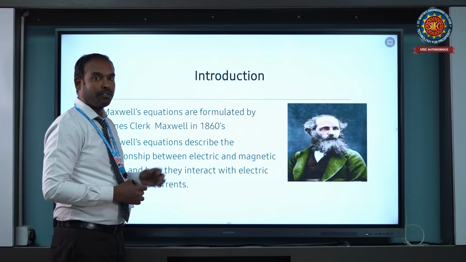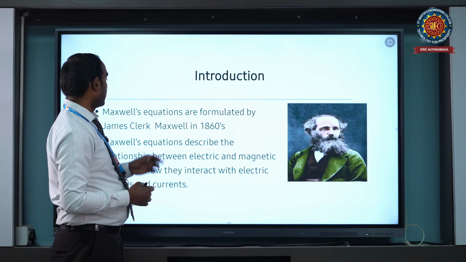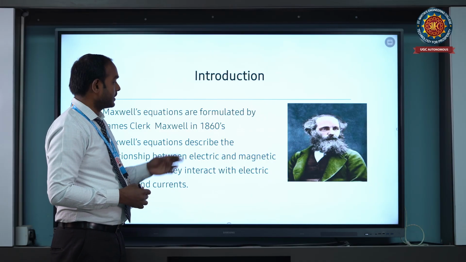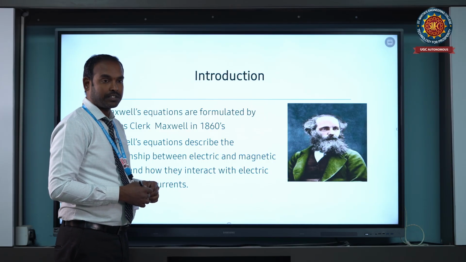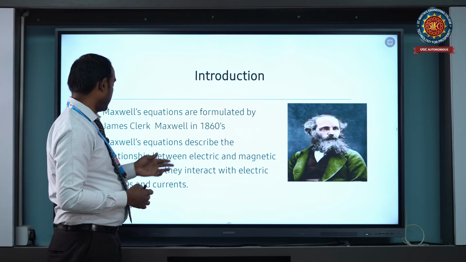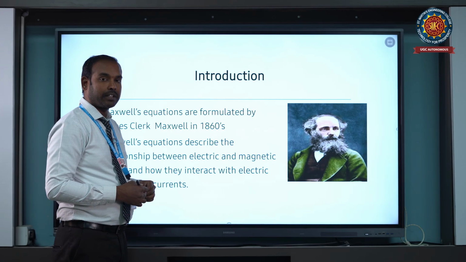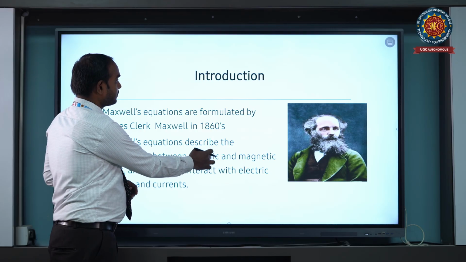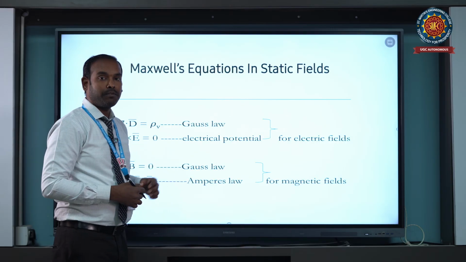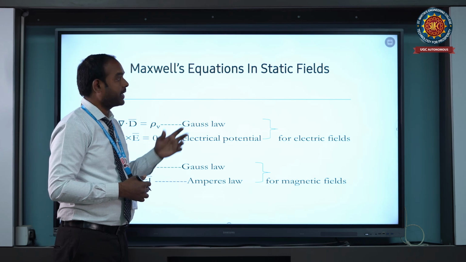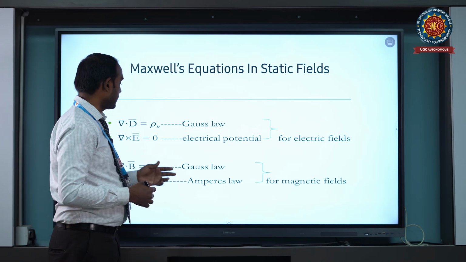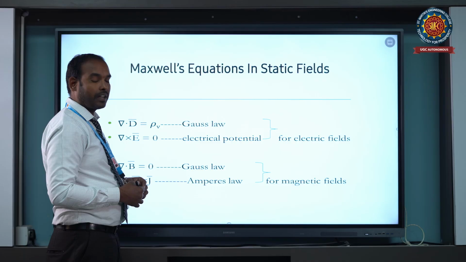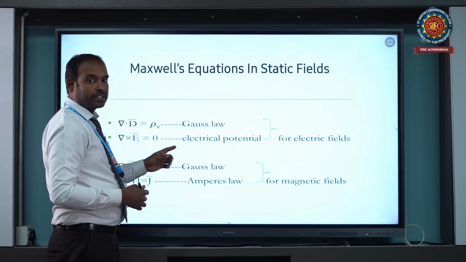Maxwell's equations were formulated by James Clerk Maxwell in the 1860s. These equations describe the relationship between electric and magnetic fields, and with the help of Maxwell's equations, electromagnetic principles are generalized. These are the four Maxwell's equations, of which the first two are the equations that govern the static electric field.